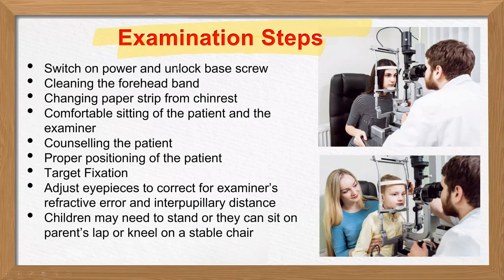We switch the power on and unlock the base screw, then clean the forehead band. There are some paper strips here, so we remove the paper strip from the chin rest, seat the patient comfortably, and the examiner counsels the patient, with proper positioning of the patient and target fixation. Then we adjust the eyepieces to correct for the examiner's refractive error and the interpupillary distance. So we can correct for the examiner's IPD and refractive error from these eyepieces.